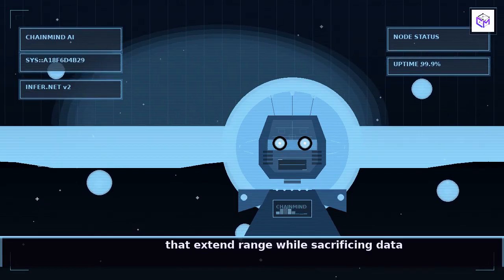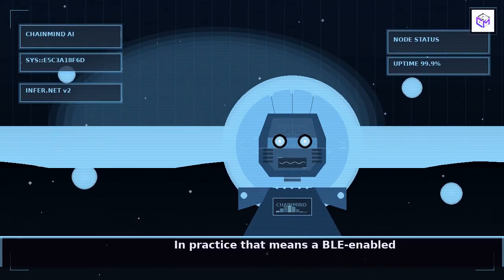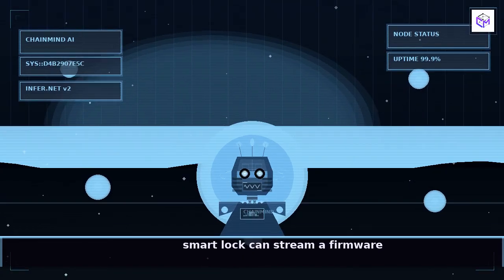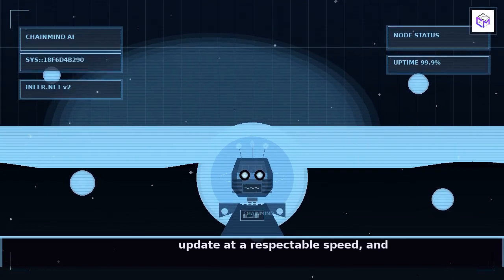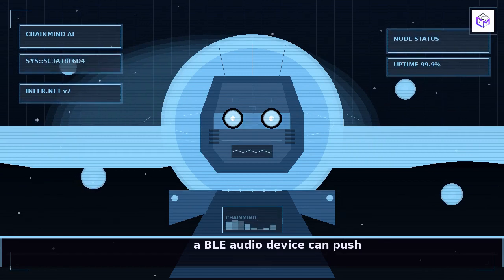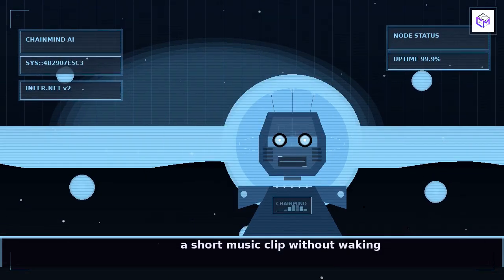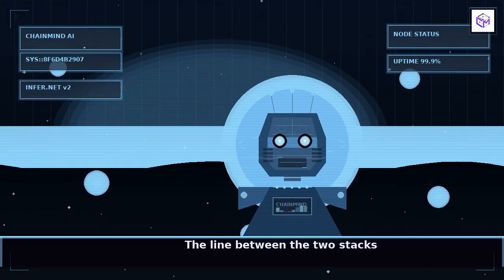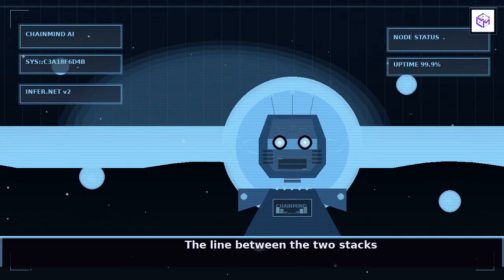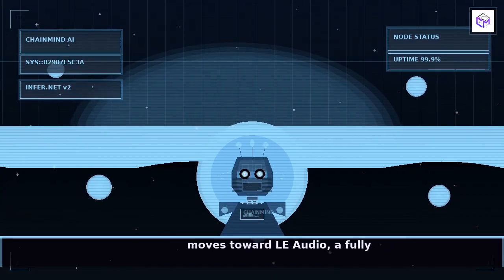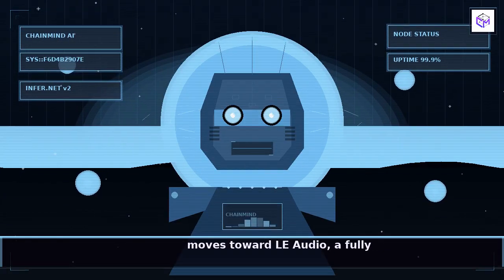The line between the two stacks is blurring, especially as the ecosystem moves toward LE Audio, a fully BLE-based audio solution that promises quality comparable to classic A2DP while keeping the power draw in the microampere range. So while classic still dominates high throughput, continuous stream scenarios, BLE is rapidly expanding its envelope.